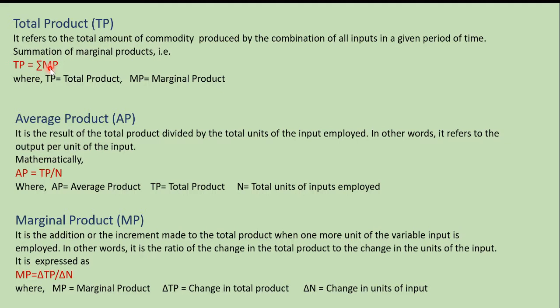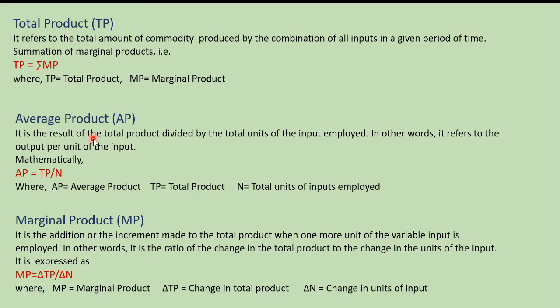So how can you arrive at the total product? Total product is a summation of marginal product. So TP is called total product, MP is called marginal product, and this symbol, sigma, is summation, total. Next, average product. What is average product?